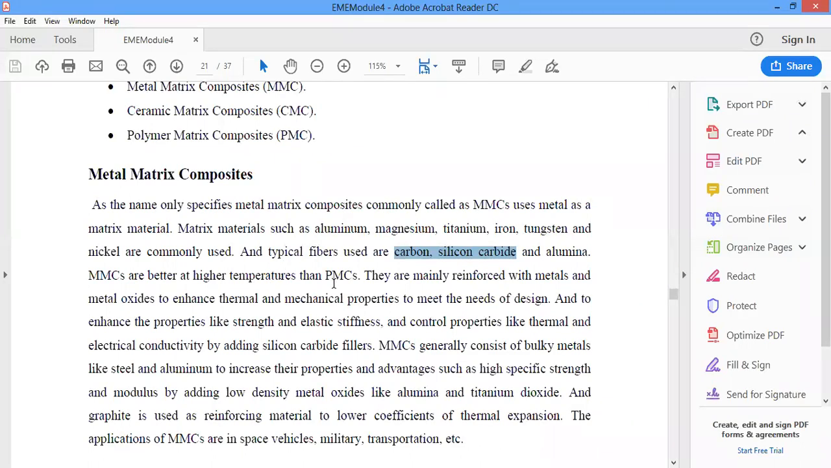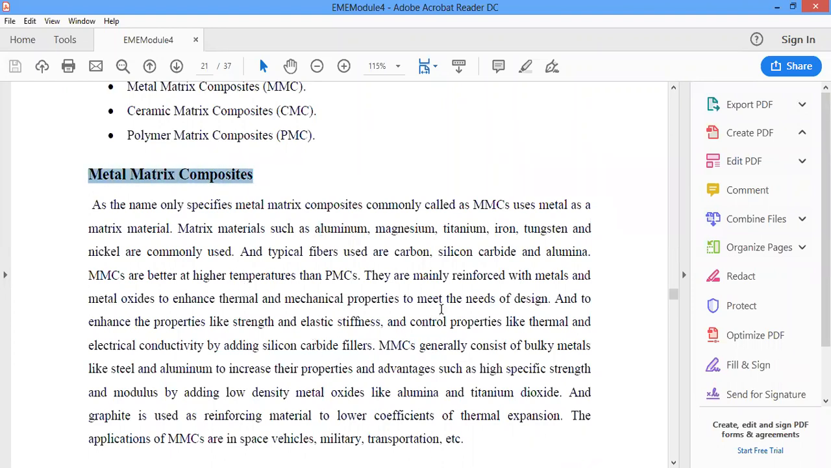The combination of these composites will have mechanical properties combined by taking the properties of the metal matrix. If we make use of aluminium, it will have some of the properties of aluminium, and along with that it will also have the properties that the fiber has. Both put together will be the properties of this metal matrix composite.